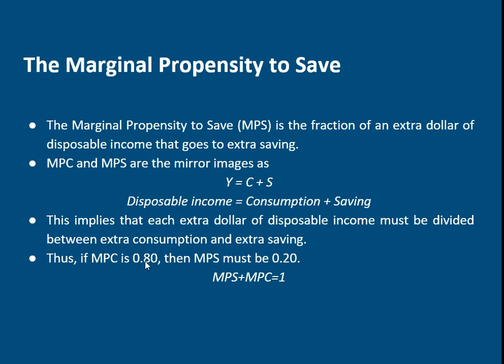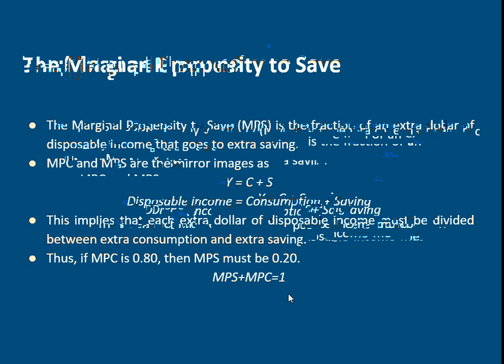So if the MPC is 0.8, it means that we are consuming 80% of our income, so the remaining 20% is our saving. So that's why MPS plus MPC equals 1, as we have only two options. Either we consume or we save. So when we add these two, it will give us our total income. So MPS and MPC always add up to 1.